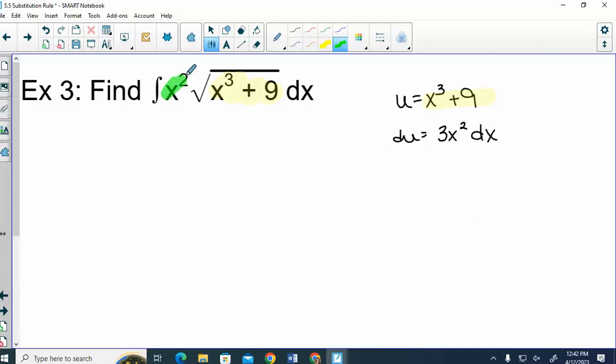So, let's look at this. My problem has an x squared and a dx. Do I need that 3? So I can't just say, oh, this turns into du, because I need a 3x squared dx. What else could I do? Yeah. If you divide that 3 over, I'm just going to write it as 1/3 du.